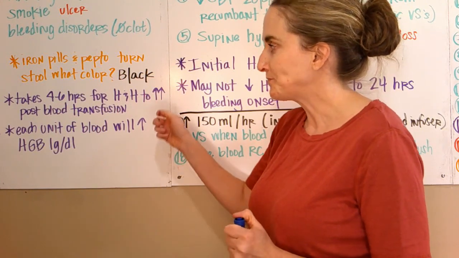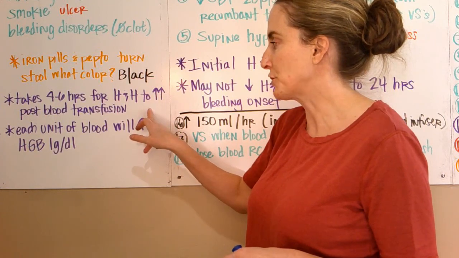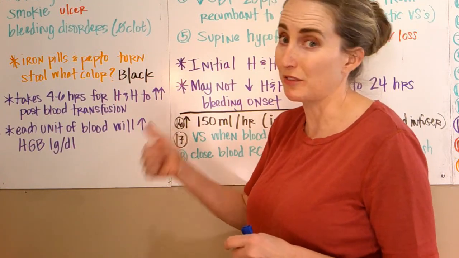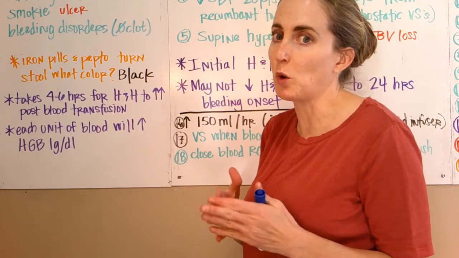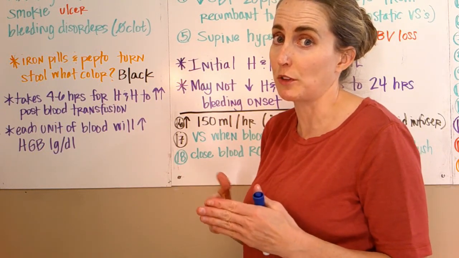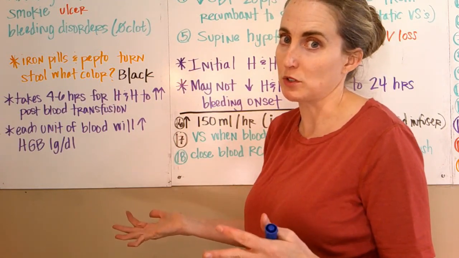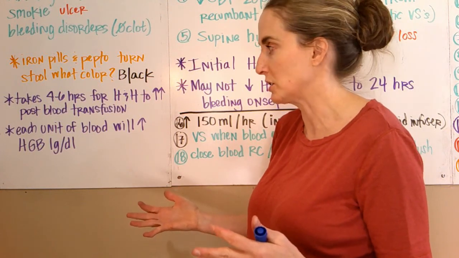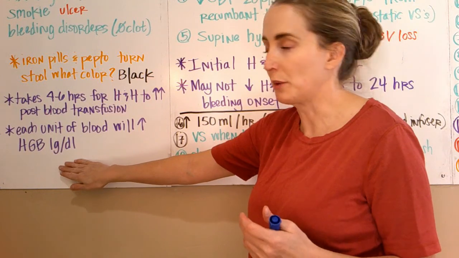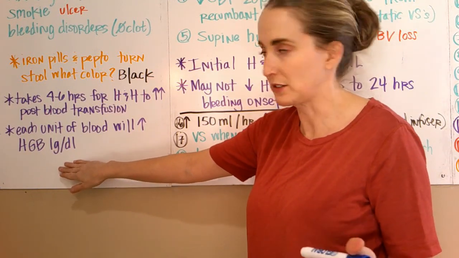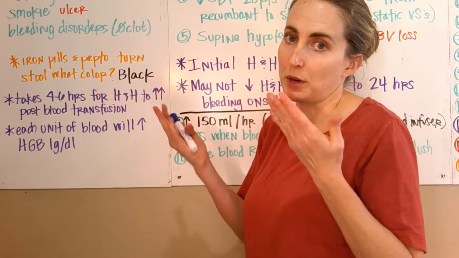All right, and then just a note that it takes 4 to 6 hours for the H&H to reflect post-blood transfusion. So you give a transfusion and then you want to wait and not get their H&H or their current CBC until about 4 to 6 hours after that transfusion. Then you'll start to see the difference in their H&H. Each unit of blood, as a rule of thumb, will increase the hemoglobin 1 gram per deciliter, or 1 point, okay? So every unit of blood will increase their hemoglobin another point.